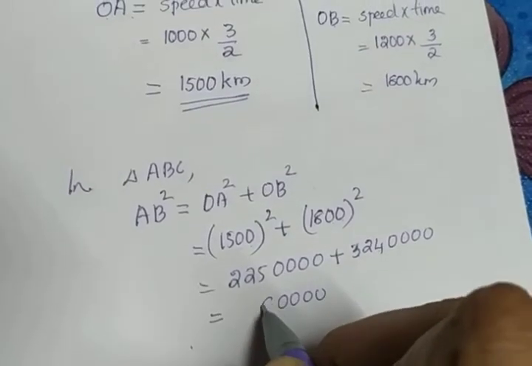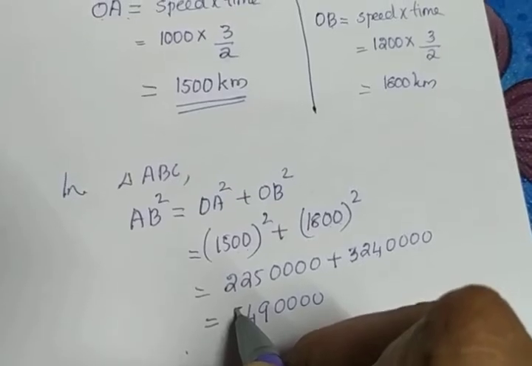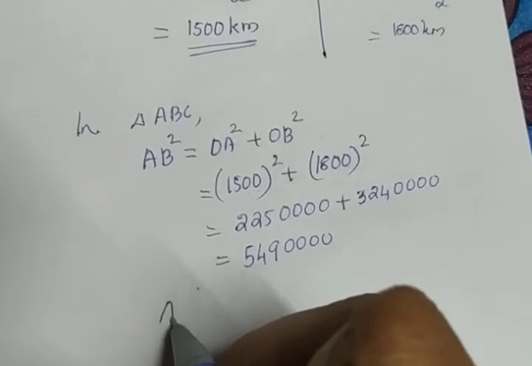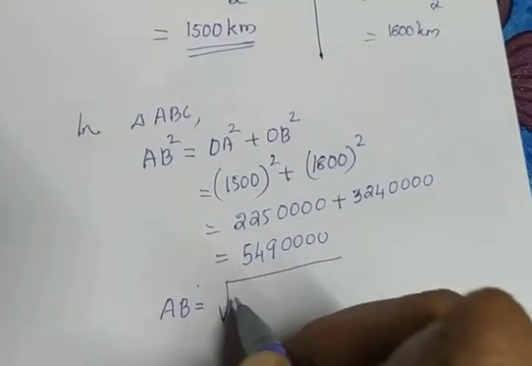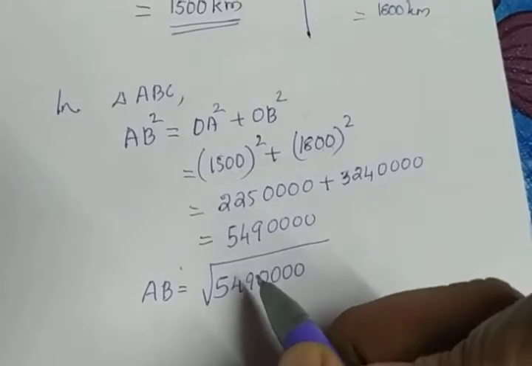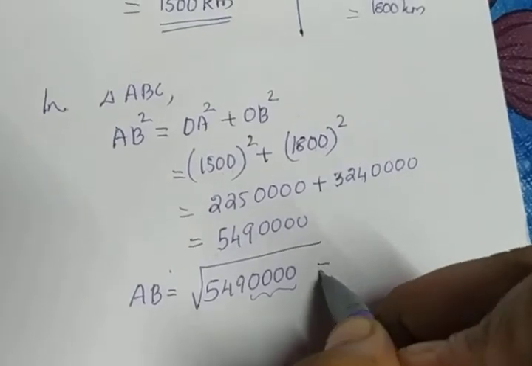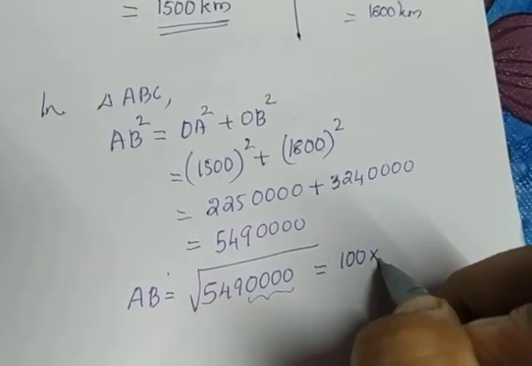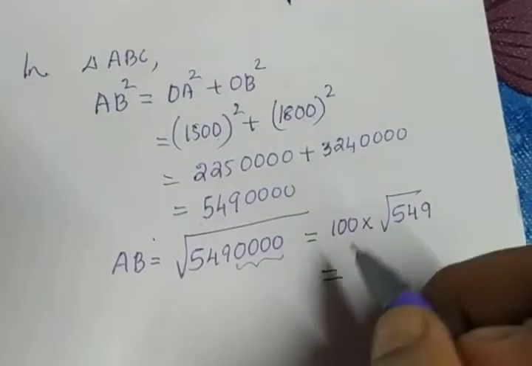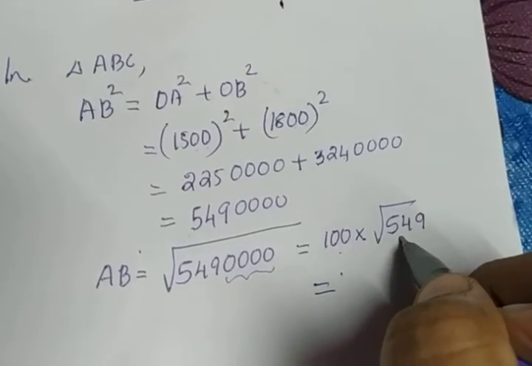So summing it up, we will be getting 0, 0, 0, 0 towards the end. 4 plus 5 gives you 9. 2 plus 2 gives you 4. And 3 plus 2 gives you 5. 5, 4, 9 and 4 zeros. It is AB square. We require AB. AB is equal to square root of 5, 4, 9 and 4 zeros. Since there are 4 zeros inside the square root, if we take it outside, we will be getting 2 zeros. So 100 into square root of 549. If needed, we can write it like this: 100 into square root of 549 kilometer.